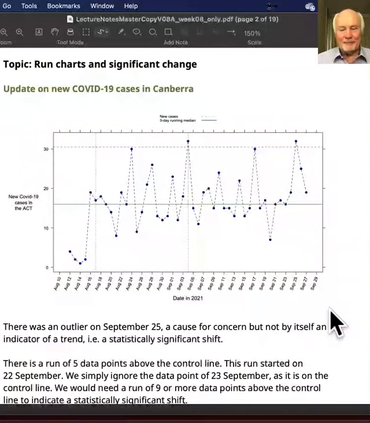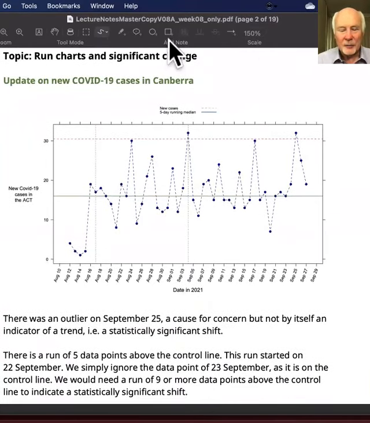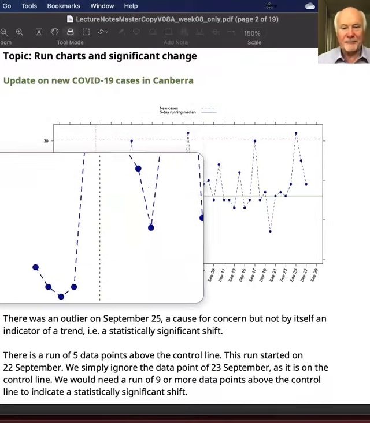Okay, so I've updated this today. I put in this morning's new case numbers. In this chart, we have two halves to it. So there's the baseline data, which is, let's see if this works now. Okay, good. All right.